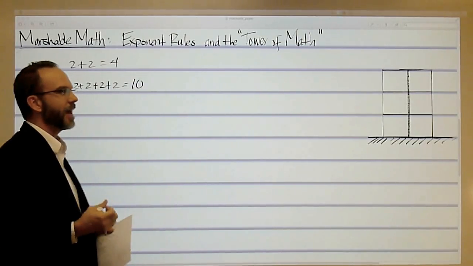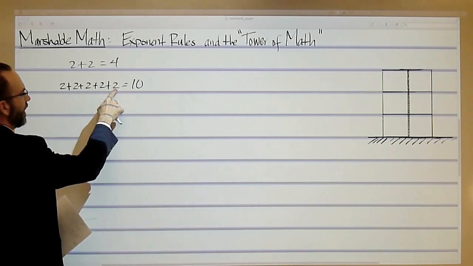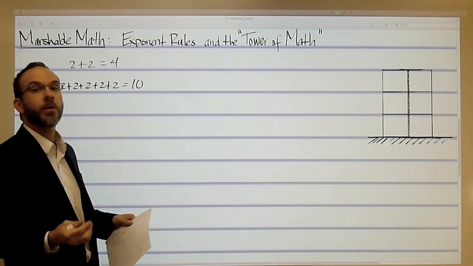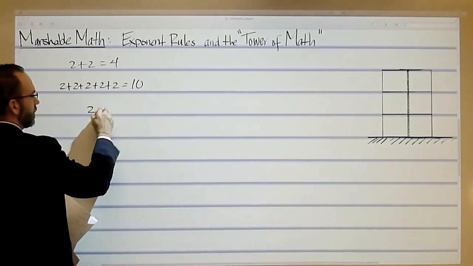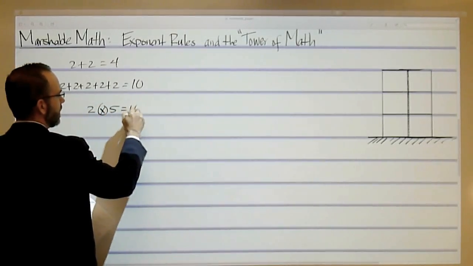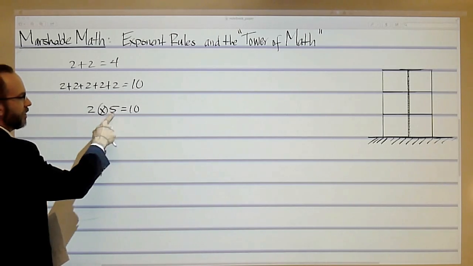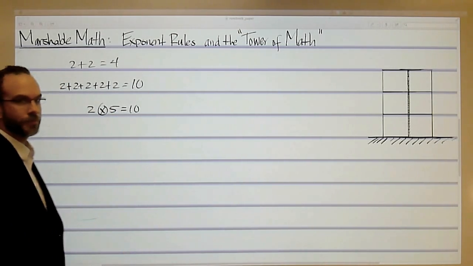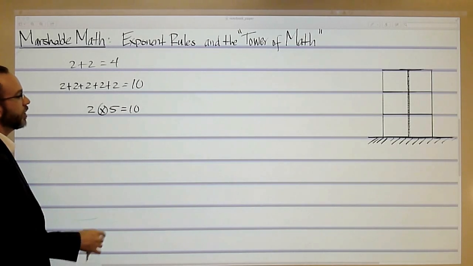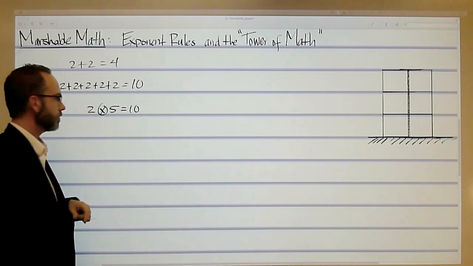But if you thought about it, couldn't you count up the number of 2's that you have? 1, 2, 3, 4, 5. And actually, instead of doing an addition problem, couldn't you make a multiplication problem? Couldn't you say 2 times 5 is equal to 10? 2 being the thing that is repeatedly added, and 5 being the number of times that we have a 2, right? So we could say that multiplication then is repeated addition.